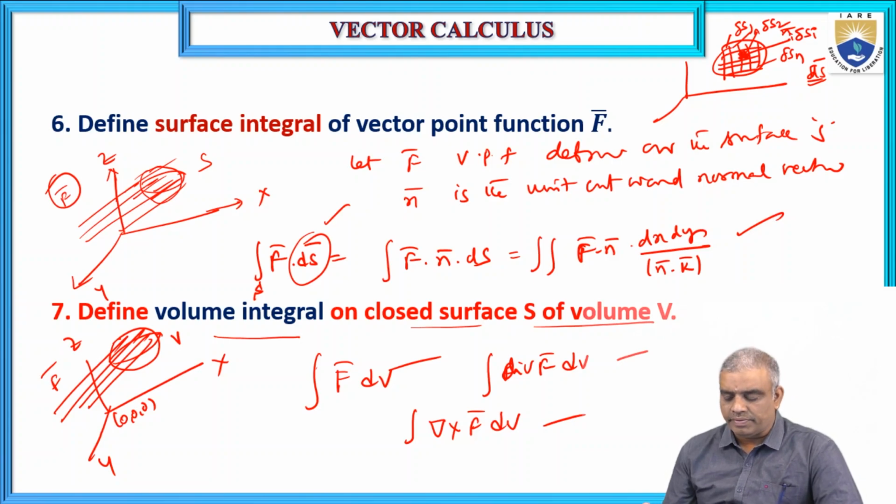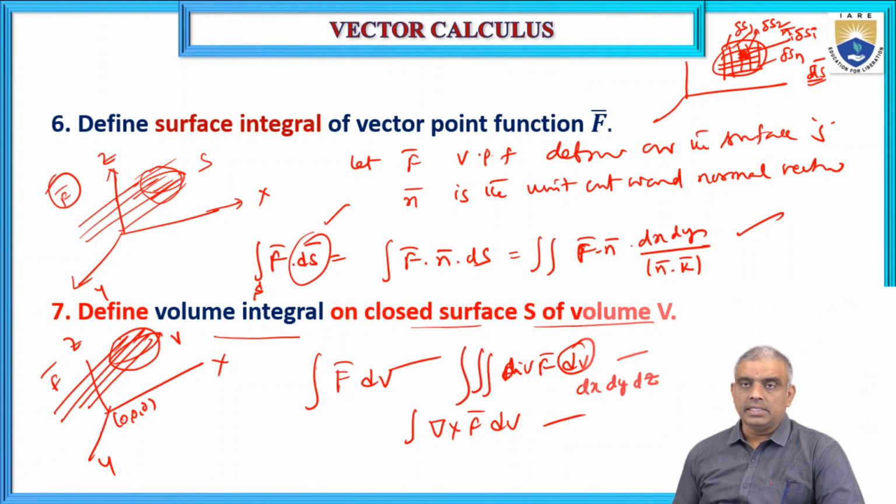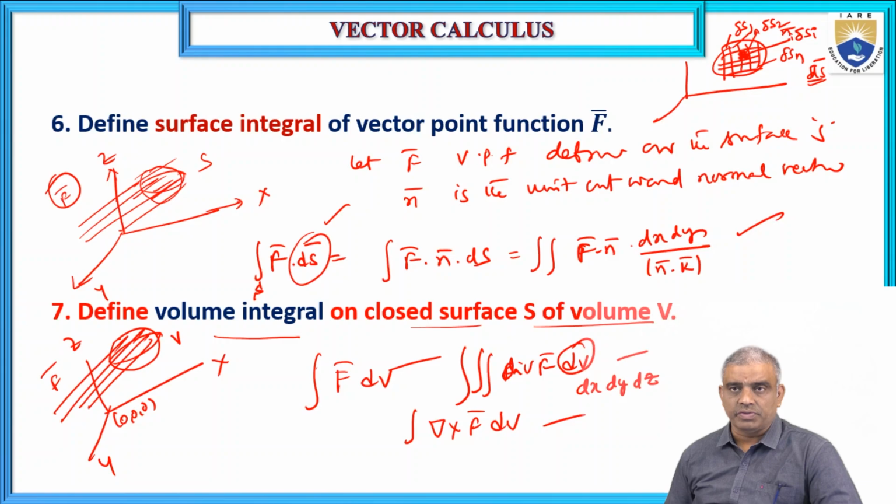In the volume integrals, dv means length, breadth into height, that is dx into dy into dz. In this case, you have to take the triple integral. That is the volume integral, the volume of the surface with respect to some vector point function.